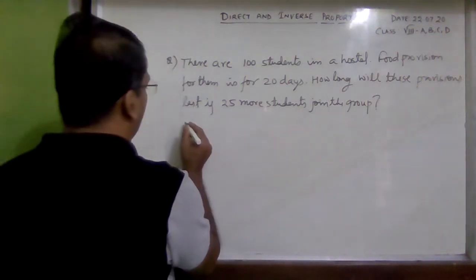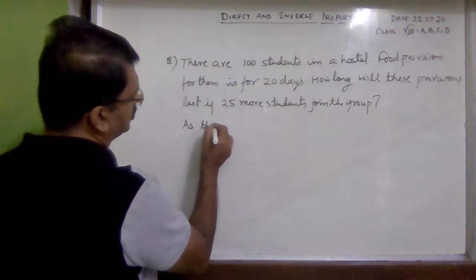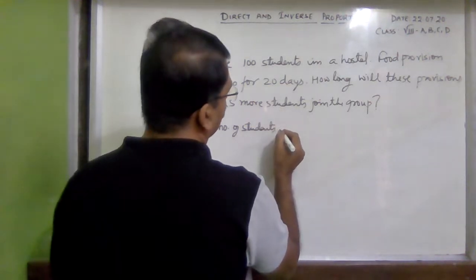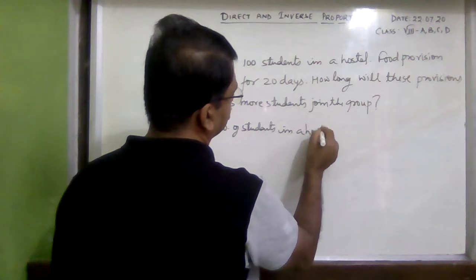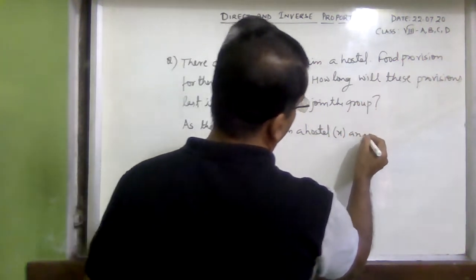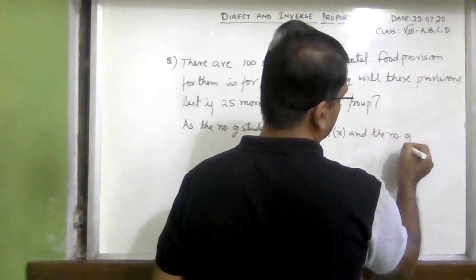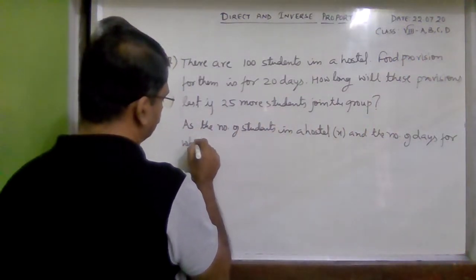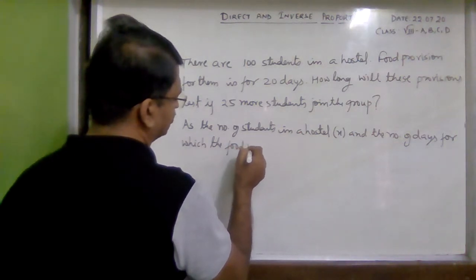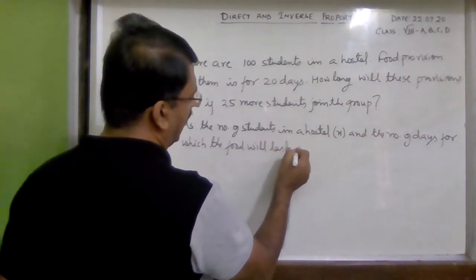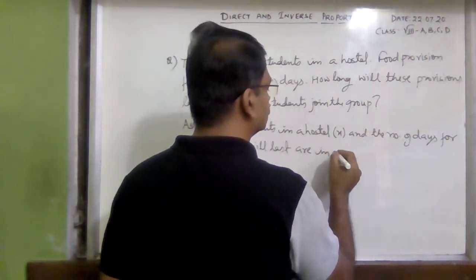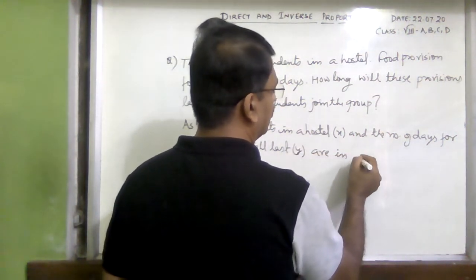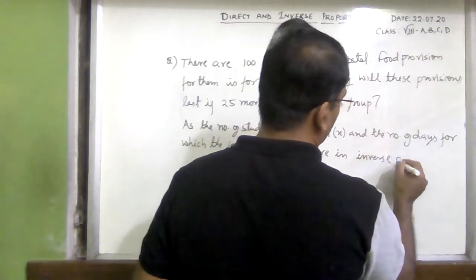Clear? So you write as the number of students in a hostel and the number of days for which the food will last are in inverse proportion.